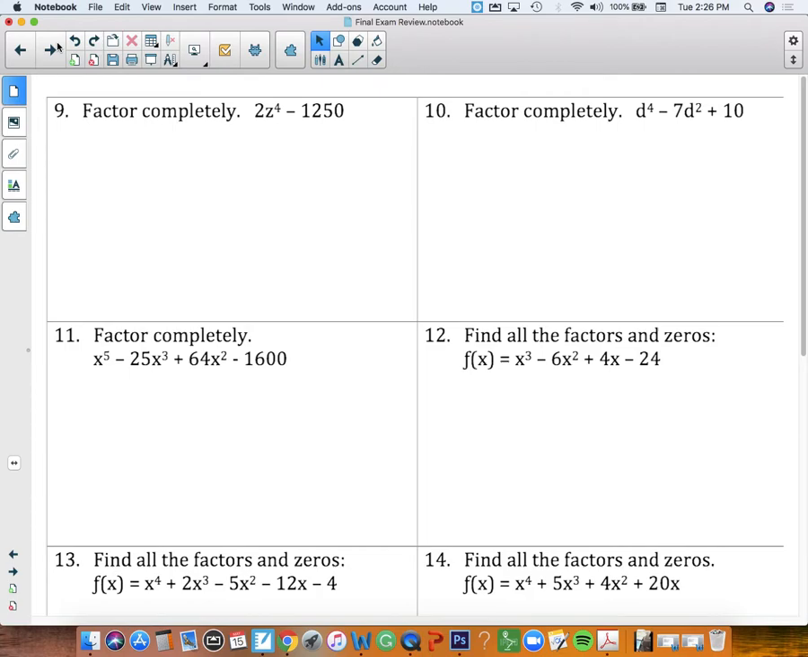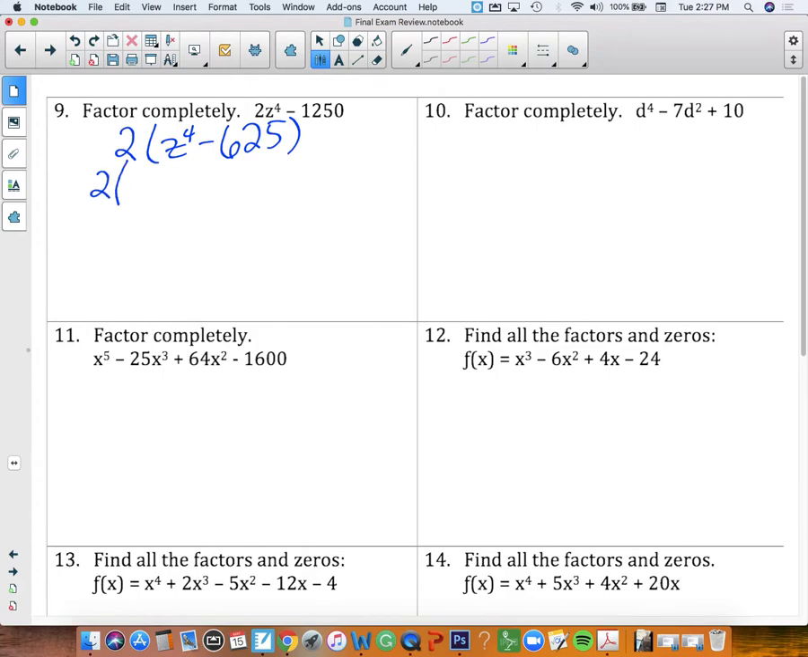Okay, factor completely, lots of factoring. All right, so what can you do to the first one here? What can we take out? That's the question. Okay, we can take out a 2. If we take out a 2, I'm left with z to the 4th minus, what is that, 625? Okay, and then we have difference of squares going on. So 25 times 25 is 625. You could get that by trial and error if you didn't know. So z squared minus 25, z squared plus 25.